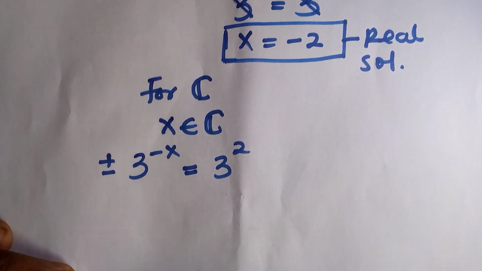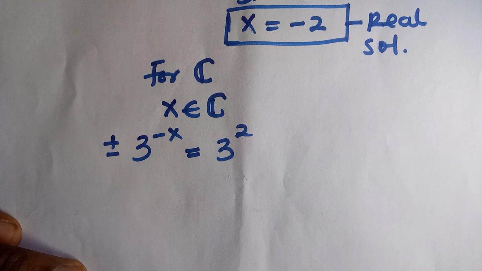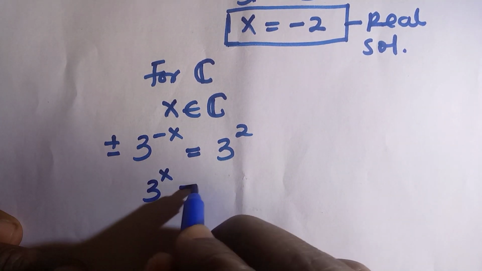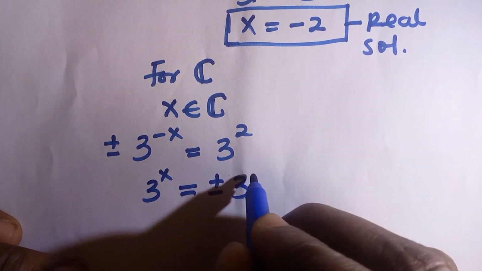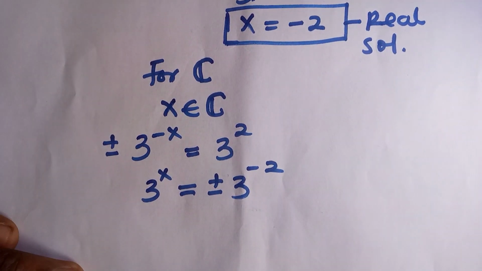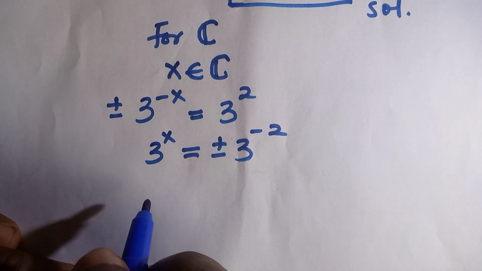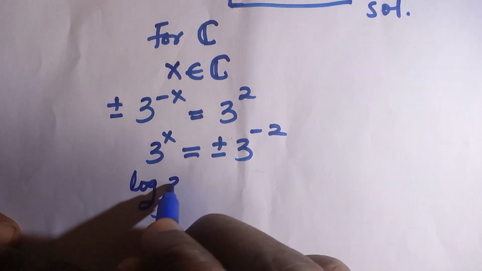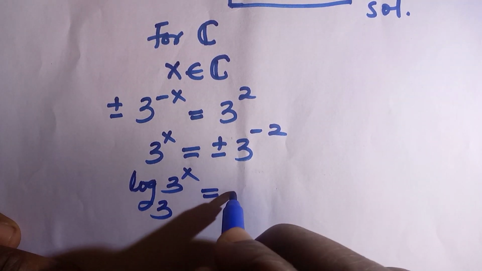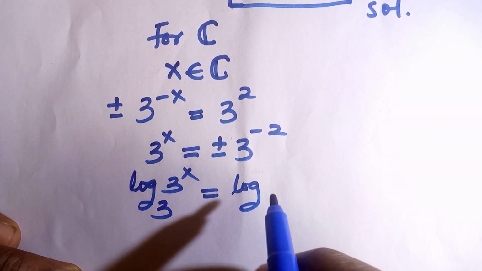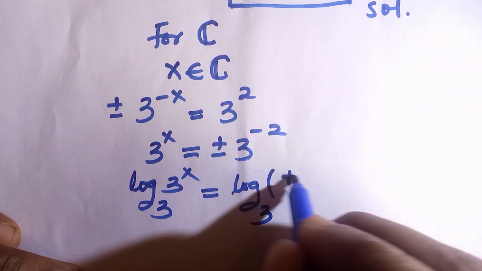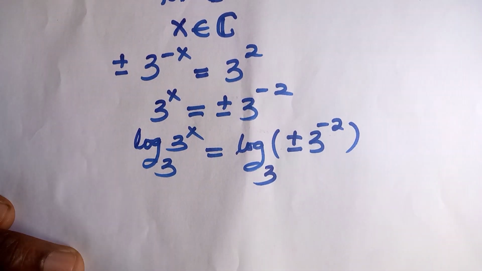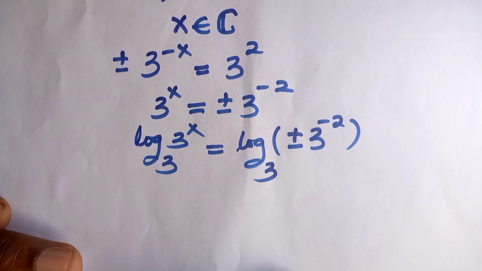So as I did earlier, if this 3 raised to the power of minus x becomes 3 raised to the power of x, then this plus or minus here will come here, and this becomes 3 raised to the power of minus 2. Since x is also minus 2, we can do that replacement here. And we know that if we introduce log of base 3 to both sides, we have the logarithm base 3 of plus or minus 3 raised to the power of minus 2. And so this is log of the same, which is 1.